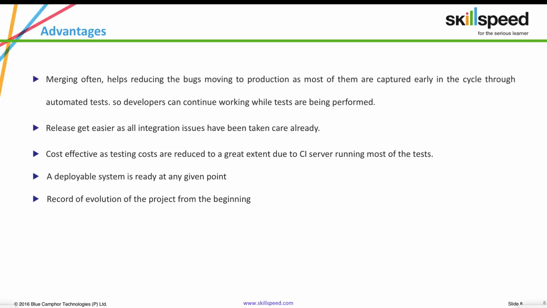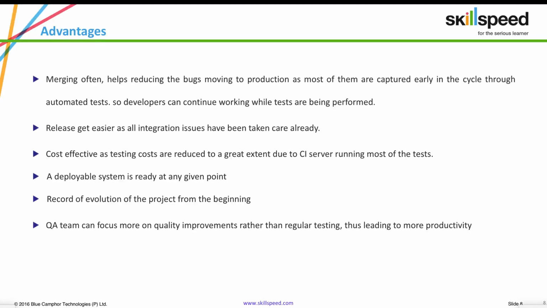You also get a record of the evolution of the project from the beginning. You always have the big picture, and you are always able to see where your project is going, where it has come from, and what changes you have implemented in the last couple of commits or releases or in the past couple of days. And the testing costs are reduced drastically because your CI server can run hundreds of tests in a matter of seconds. That is one of the very important advantages of implementing a CI pipeline.